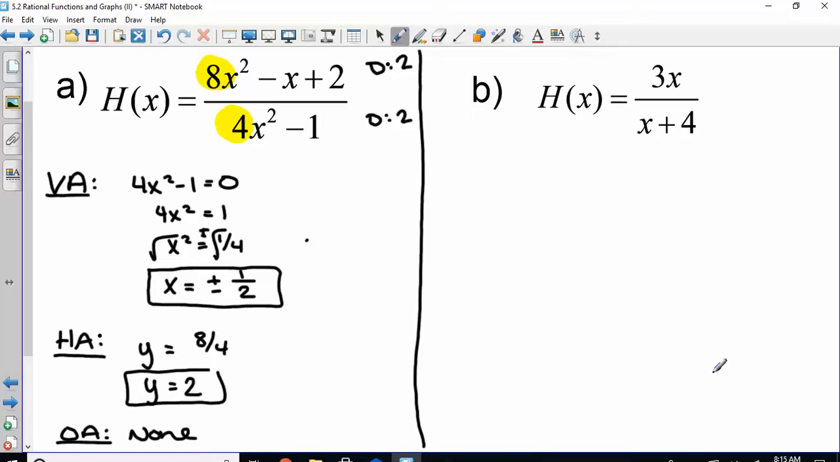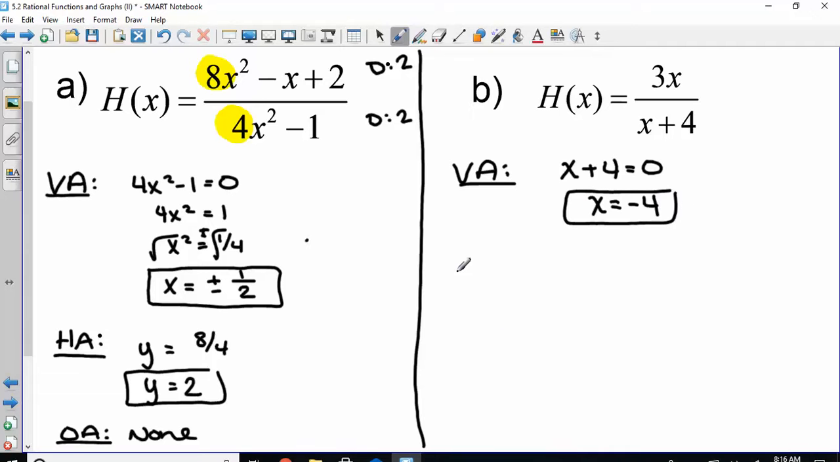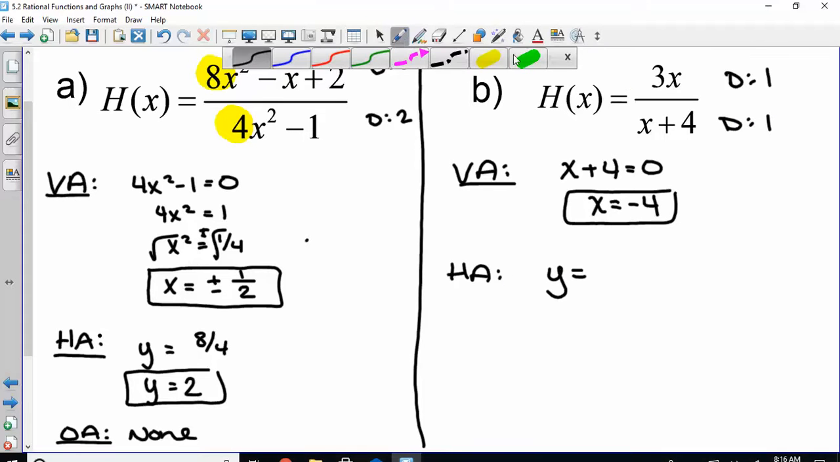Okay. Why don't you guys try B for me? Find your asymptotes. You set the bottom equal to 0. You get x equals -4 for the vertical. Horizontal or oblique, what's the degree of the top? Bottom. So if it's the same degree, all you do is divide the leading coefficients.